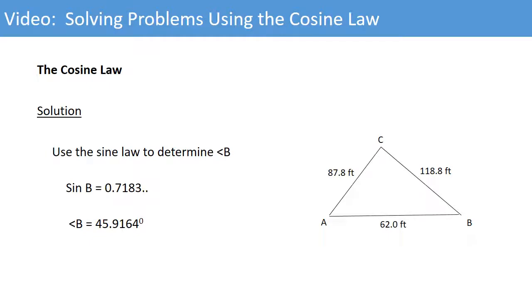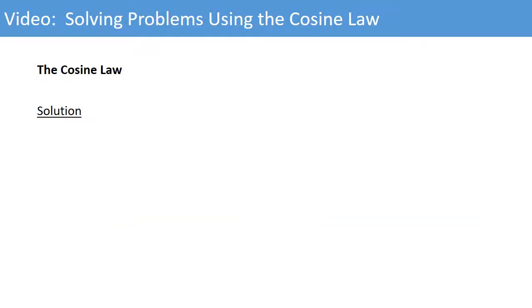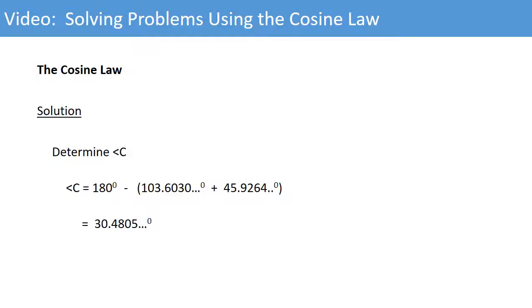The next step is to find the measure of angle C. Keep in mind the sum of the angles in a triangle adds up to 180 degrees, so angle C would be 180 degrees minus the sum of 103.6030 degrees plus 45.9264 and so on degrees equals 30.4805 degrees, which can round off to 30.5 degrees.